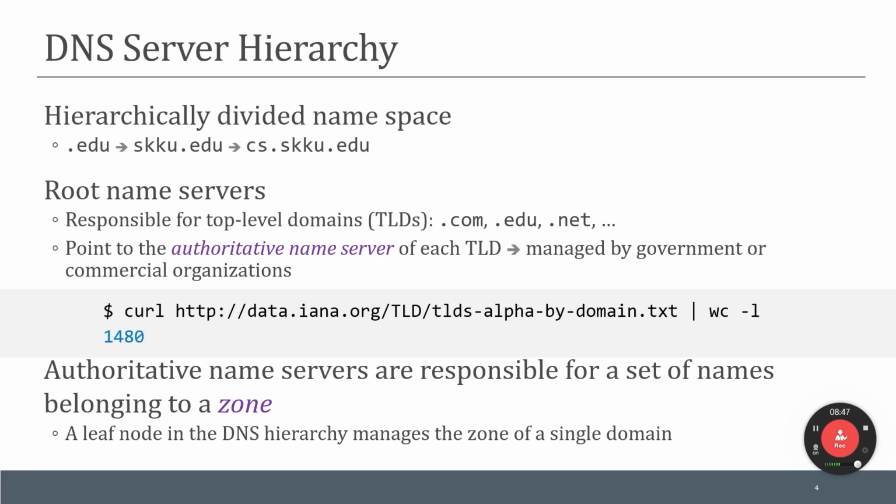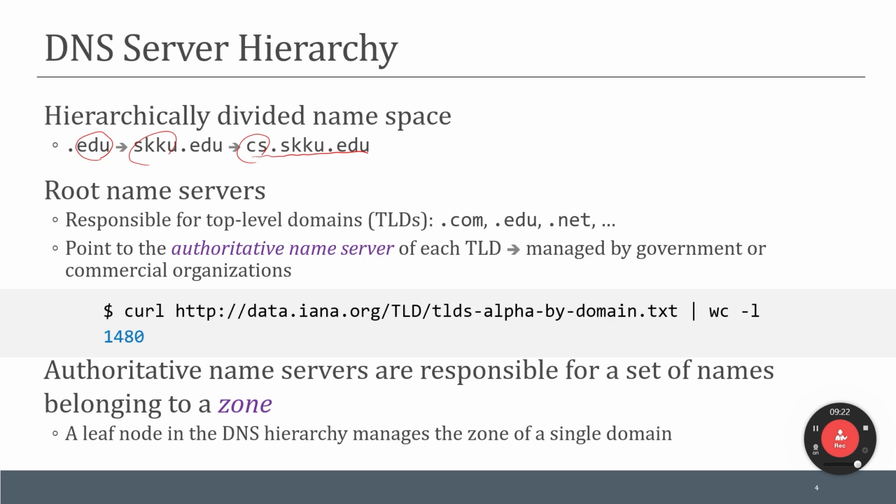So let's talk about the hierarchy of domain name server. What is the hierarchical structure here? It can be divided into several namespaces. So here, let's consider cs.skku.edu. The largest domain is edu, and the next thing is skku, and the next thing you can see is cs, and this consists of a hierarchy.